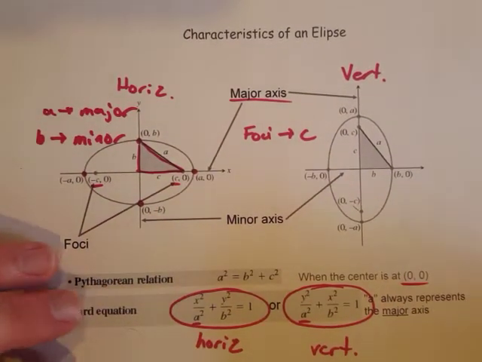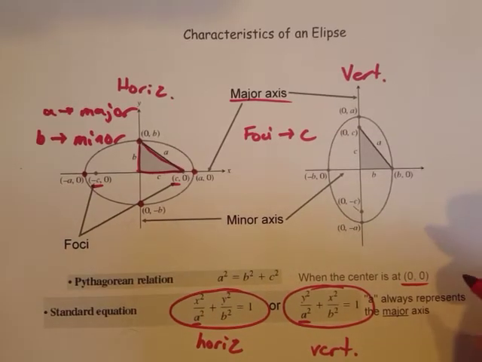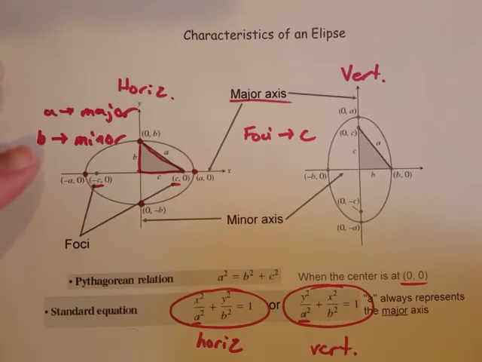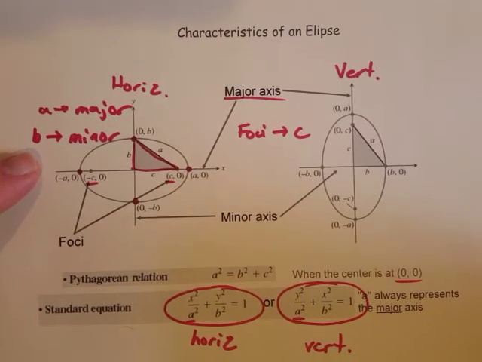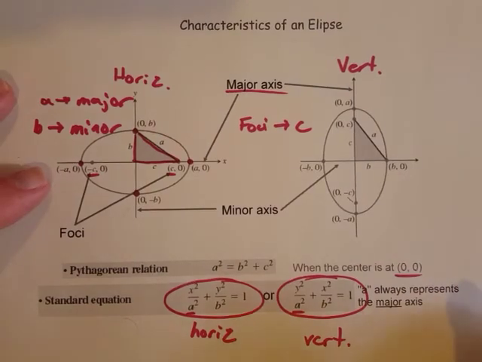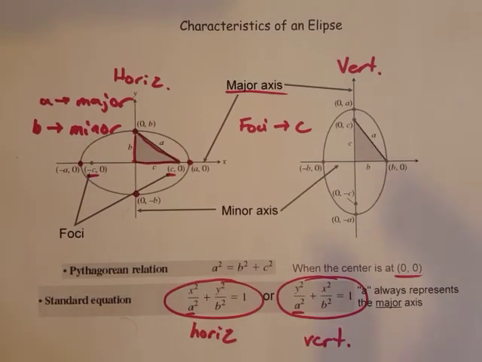Now all of these equations assume that we're at 0,0, so if we're not at 0,0, then we will adjust it a little bit, and you'll see that through the examples. We'll have one or two examples the rest of this lesson where it's not at 0,0.